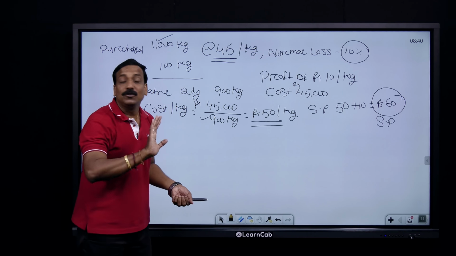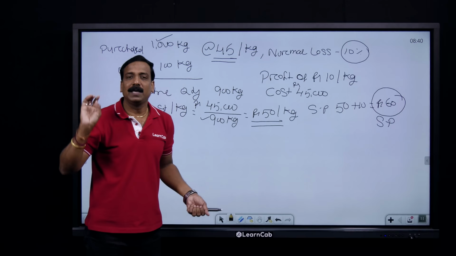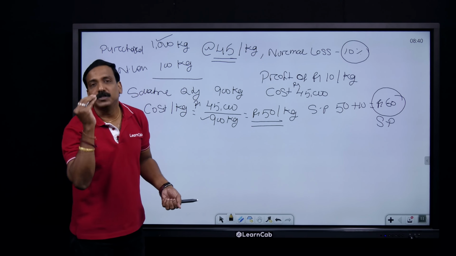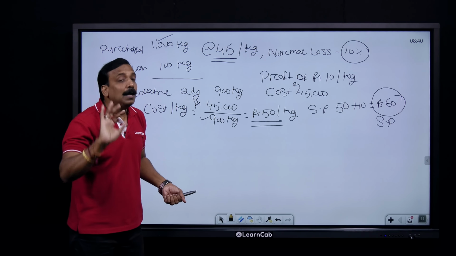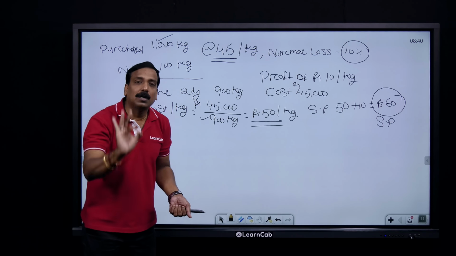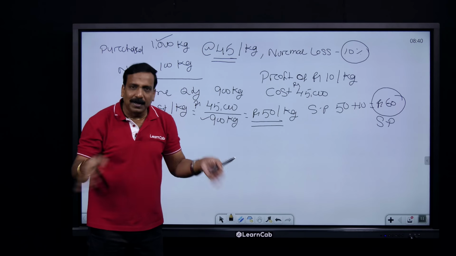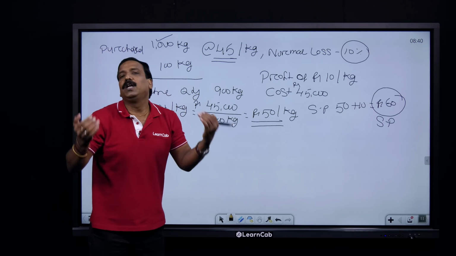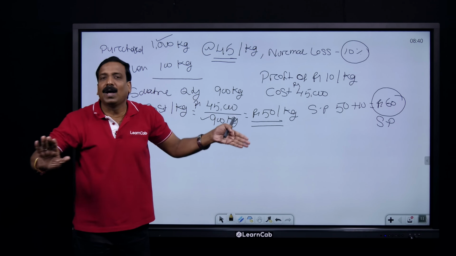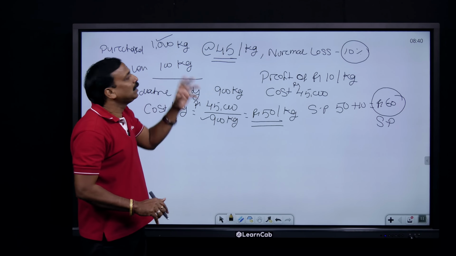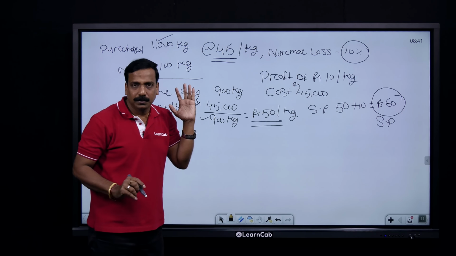So normal loss is not borne by any business enterprise. It is borne by the end user, the consumer. Clear? Because this is the loss which occurs due to the inherent nature of the material, and it happens for everybody in this industry, not only for you or me, it's for everyone in this industry. That is the reason we call it normal loss.